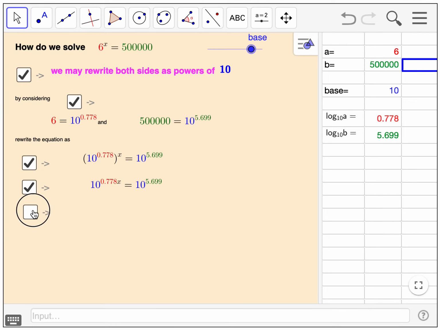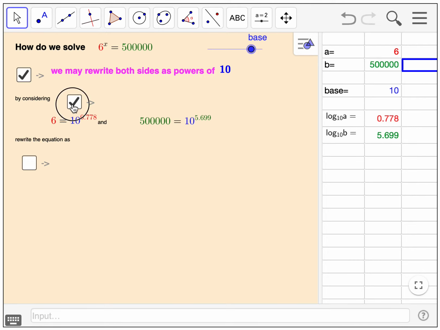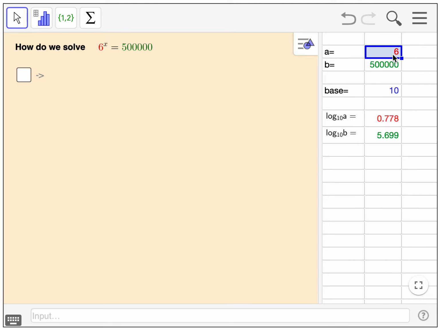For the rest, you can just go on with the calculation. It tells you that for the power of 6, you have to take 7.32 something. That means 6 to the power 7 something will reach 500,000. That is the meaning of the calculation. Now you can play with any numbers you like, try it out and see how it works. Finally, I will change it back to another usual type of problem.